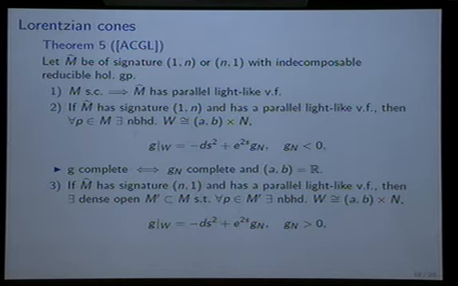So the first case is simpler because we have a Riemannian negative definite base, and here we have a Lorentzian base. And therefore the statement is slightly different. And we have only this implication. So if G is complete, then Gn is complete and the interval is R, but we don't know the converse.